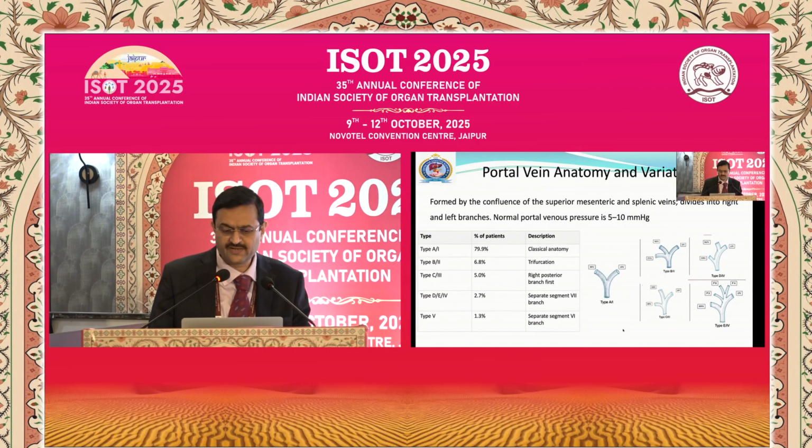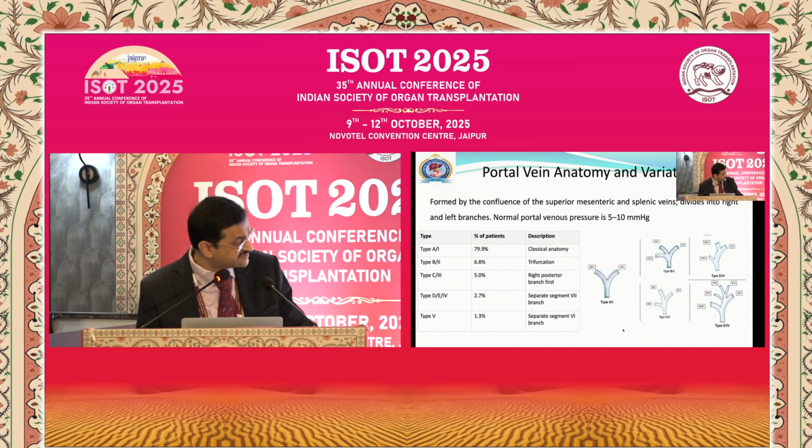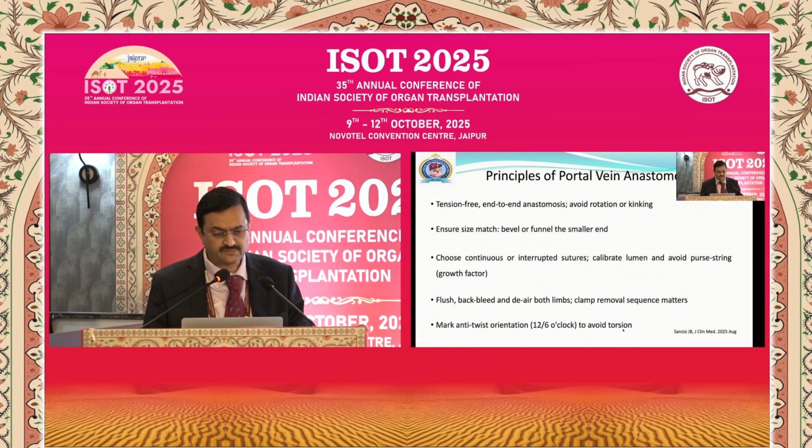So these are the portal vein anomalies. As surgeons, we all know these are various A, B, C, D and E type anomalies. And A, B and C, maybe up to D we still accept. Beyond that, we do not accept them for donor hepatectomy.